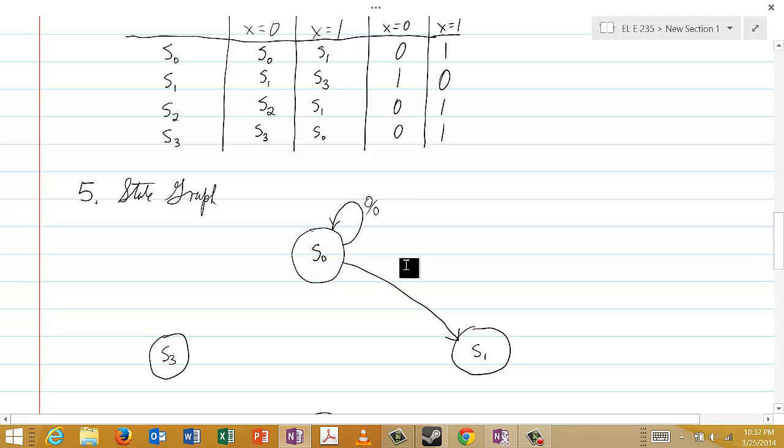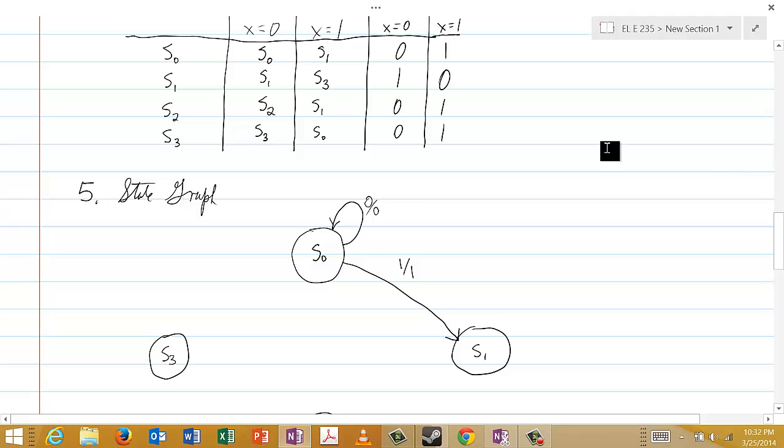Okay, now that you've seen that example, I suggest that you stop the video and try to fill in the rest of the state graph, and then resume with the video and check your work. Okay, so hopefully that went well for you, but we'll go ahead and finish it up now.